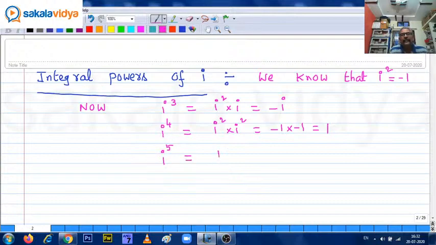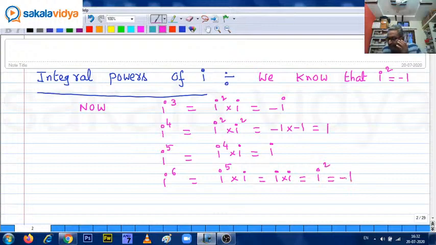I raised to 5 means I to the power of 4 into I, so that is I. I to the power of 6 means I to the power of 5 into I, so I into I gives I square, and I square is equal to minus 1. Understood? Like this we can find I square, I cube, I power 4, I power 5, I power 6.